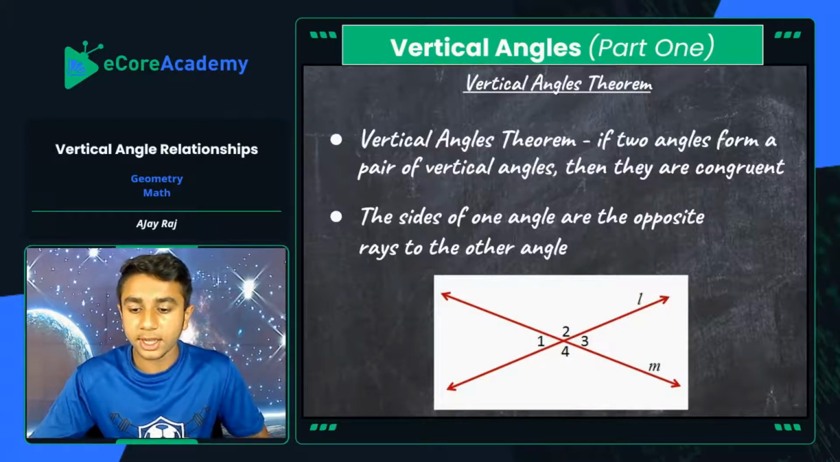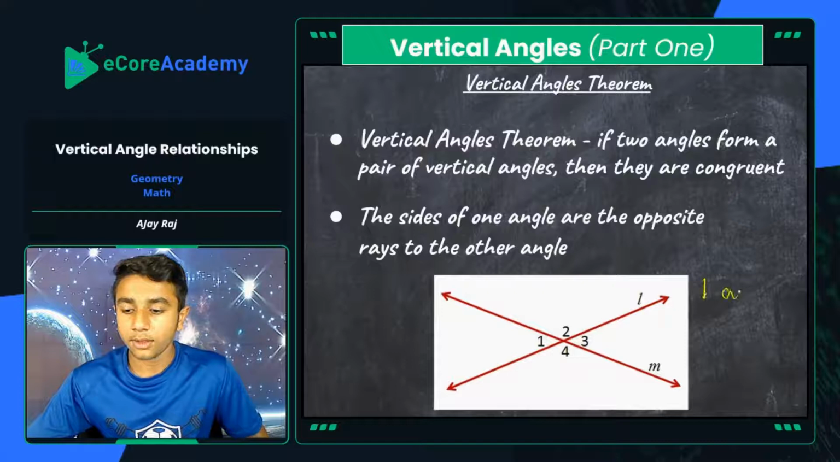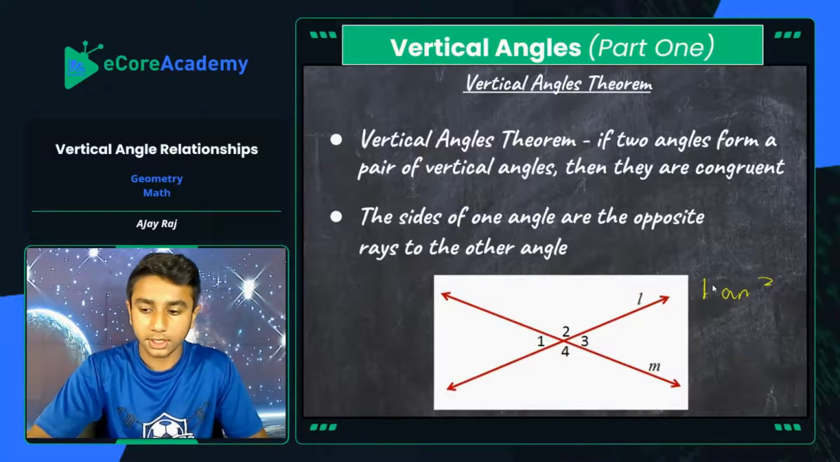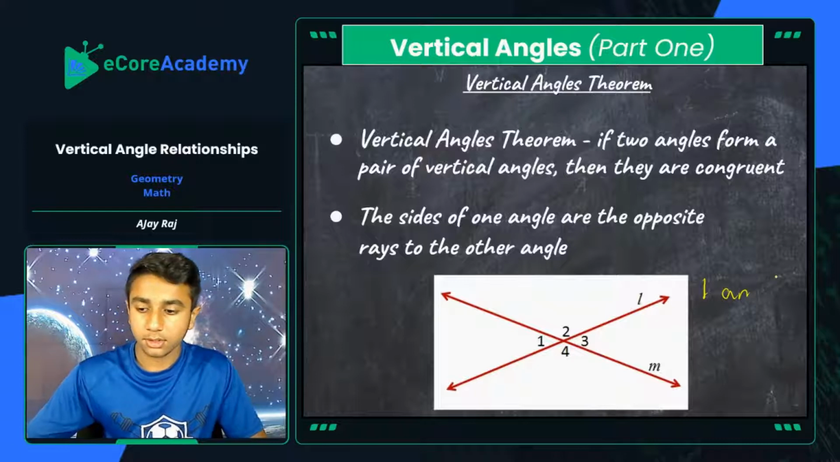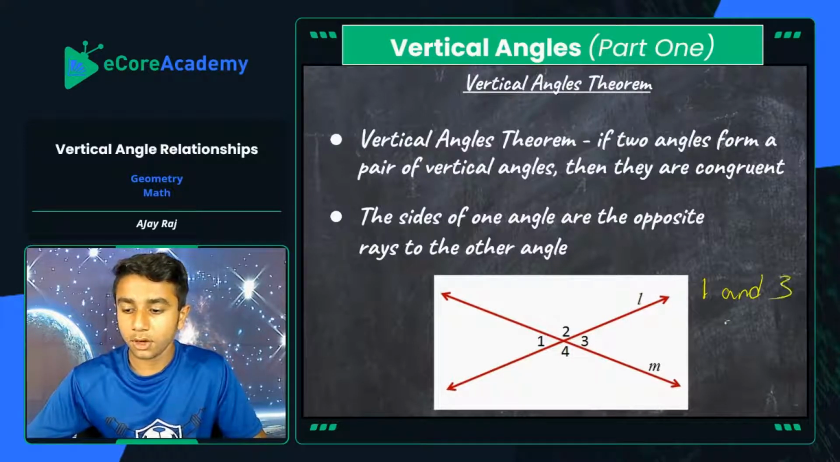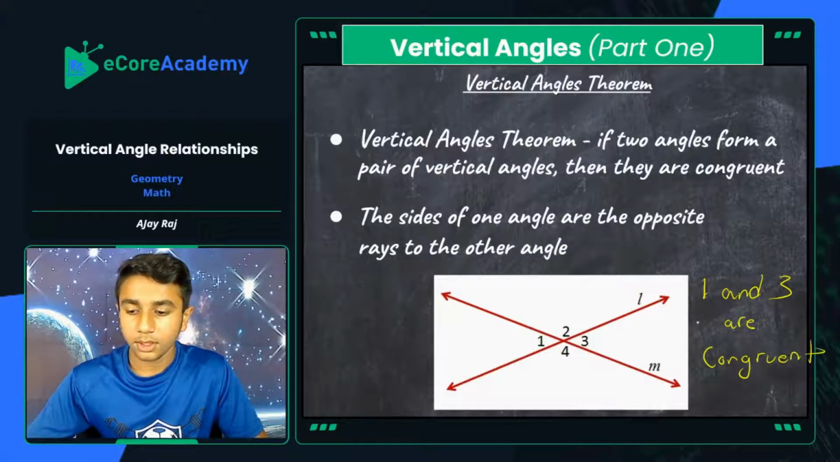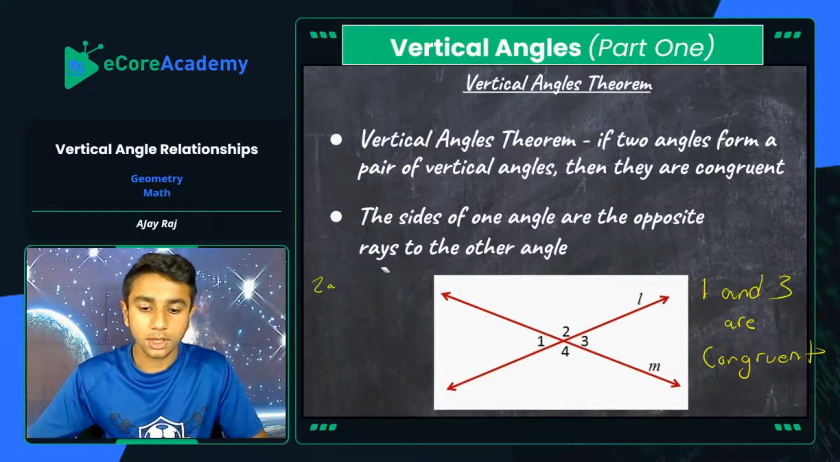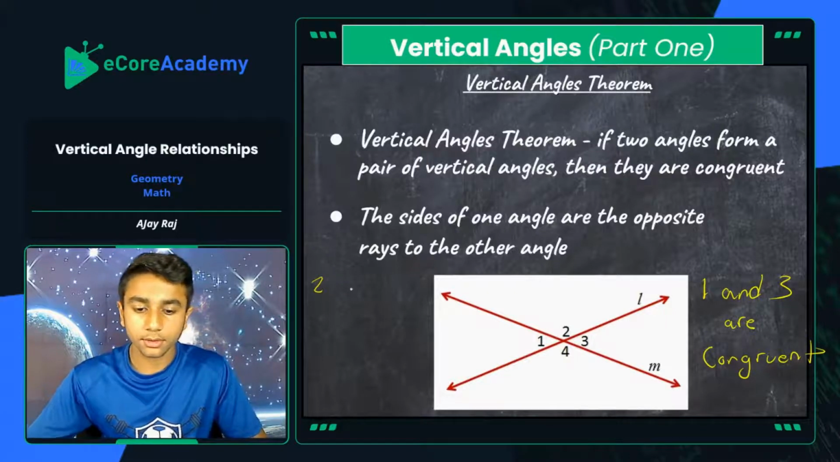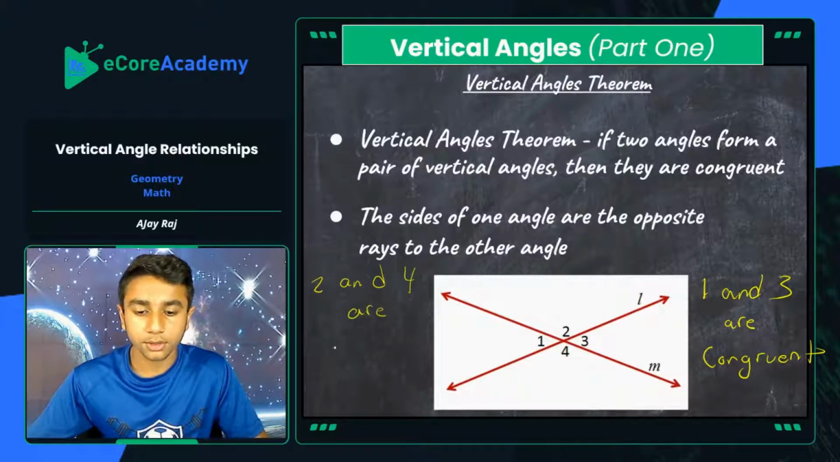So the vertical angles theorem states that vertical angles, meaning 1 and 3 are vertical angles and 2 and 4 are vertical angles, that means that 1 must be congruent to 3. So 1 and 3 are congruent, and 2 and 4 are also congruent. So that means they must have the same exact measure.